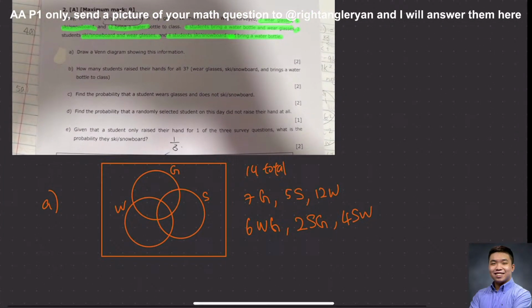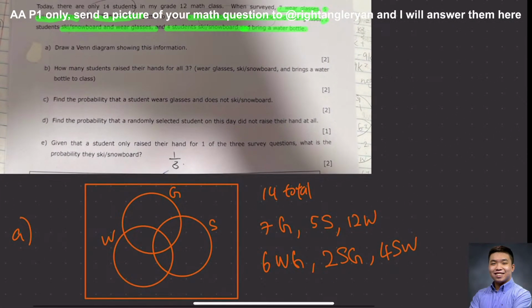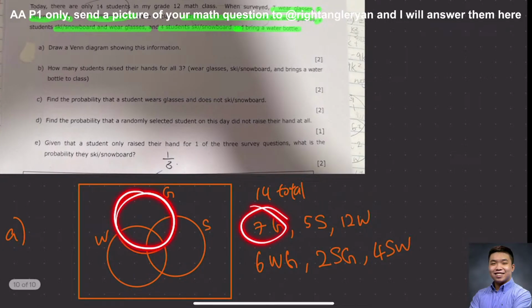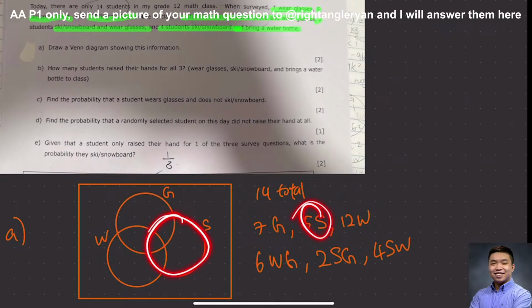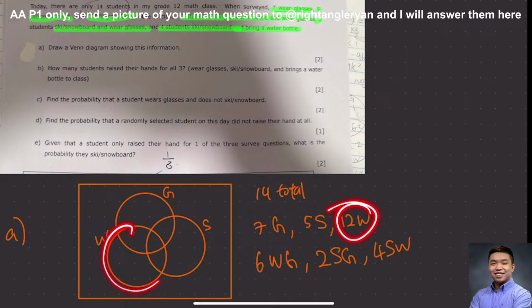Okay, so let's continue this question. We have 14 people in total. The information they gave us was 7 in G, 5 in S, 12 in W. So 7 in G means this whole circle is 7, 5 in S means this whole circle is 5, and 12W means this whole circle is 12. 6WG means here is 6 people. SG means 2 people are in here, and SW means 4 people are in here.